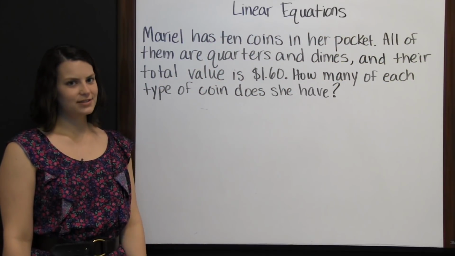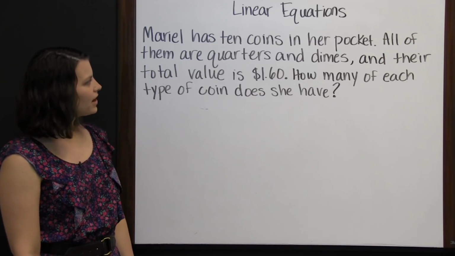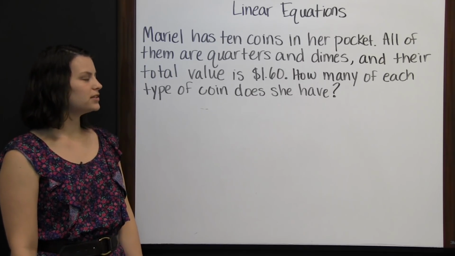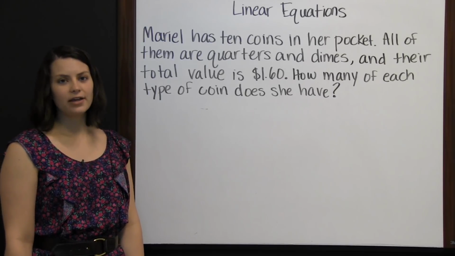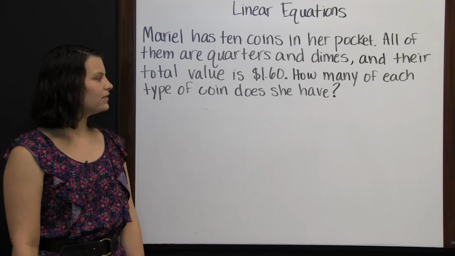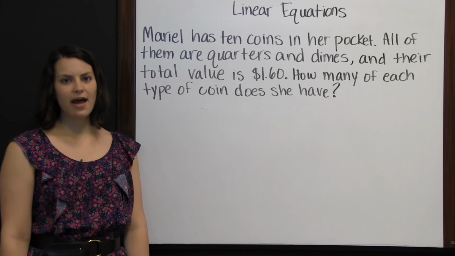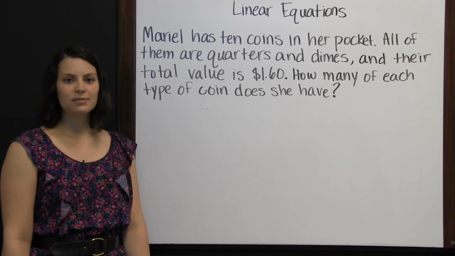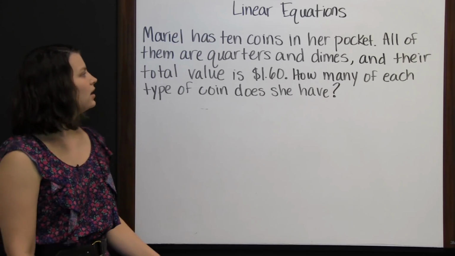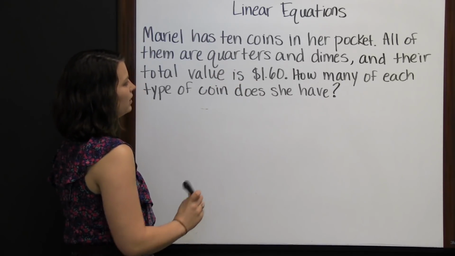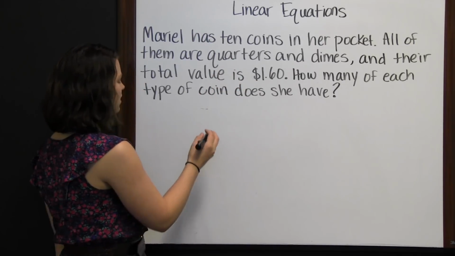Linear equations. Marielle has 10 coins in her pocket. All of them are quarters and dimes, and their total value is $1.60. How many of each type of coin does she have? We can solve this by using a system of equations. We're told that she has 10 coins in her pocket and that they're all quarters and dimes.